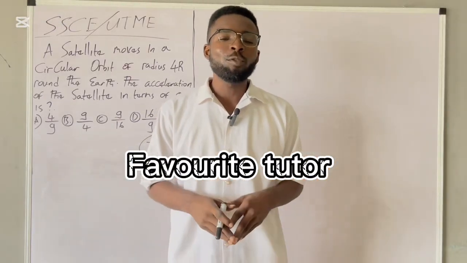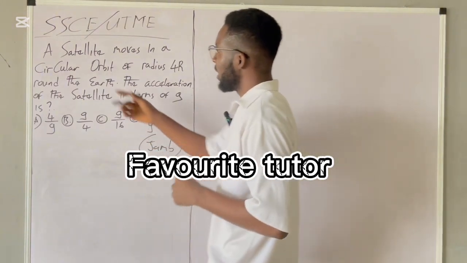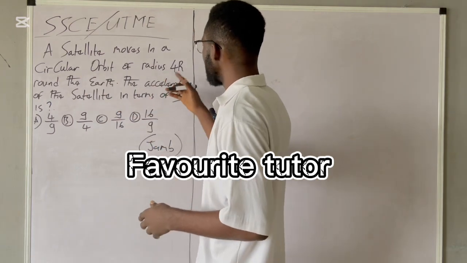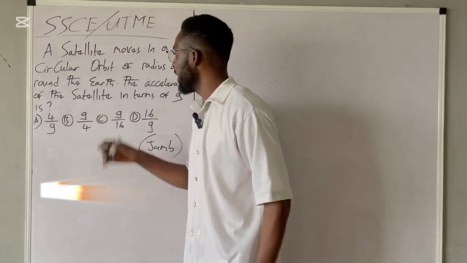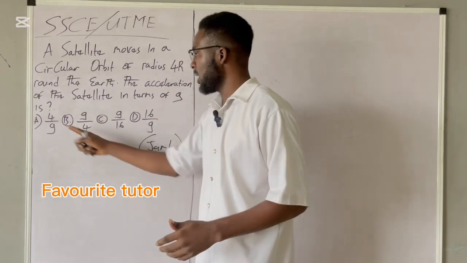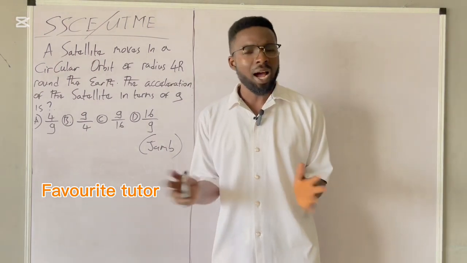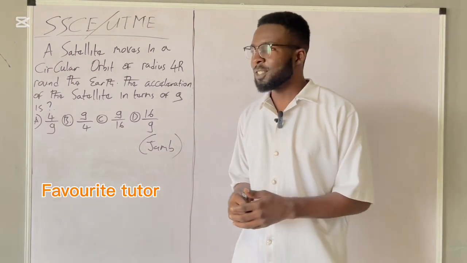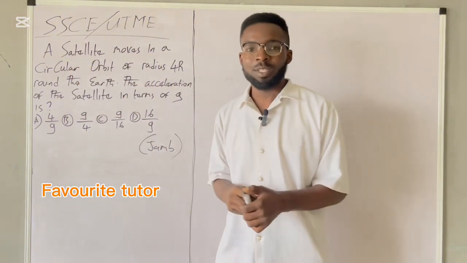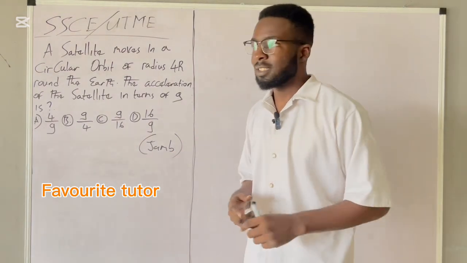Okay, continuation from gravitational field. I have a question on the board. A satellite moves in a circular orbit of radius 4r around the Earth. The acceleration of the satellite in terms of g is... Now this is a jump question and it's very simple. Very, very simple. A satellite moves around the what? The Earth. Of course, you should know that the satellite is moving with a force around the Earth.